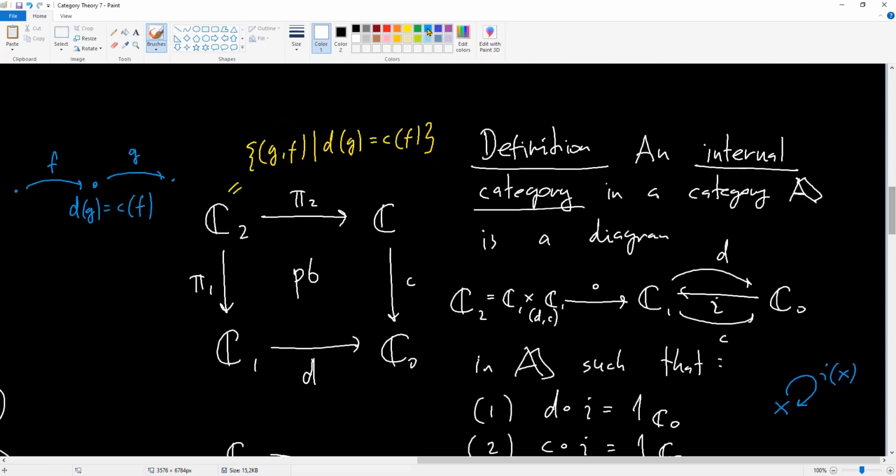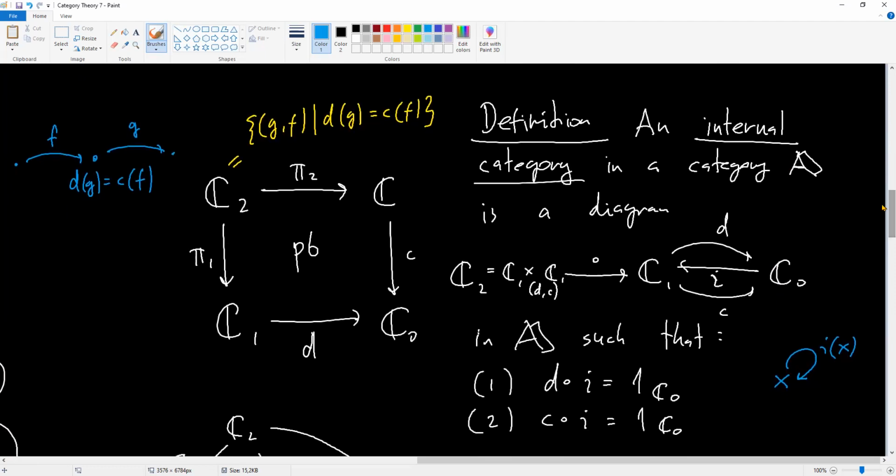Now what I want to say is that this composite, before we even do the associativity law, I want to say that the domain of the composite, if you look at the composite, its domain matches with the domain of F, right? And the codomain of the composite matches with the codomain of G. That's an important piece of the definition of a category, so I want to be able to say that here as well.